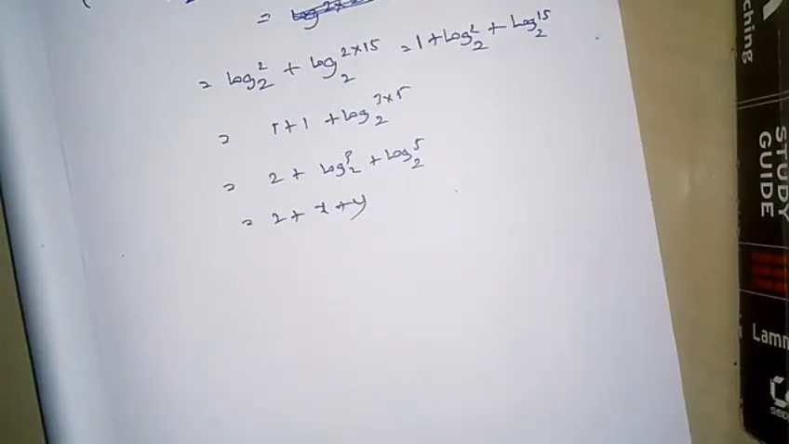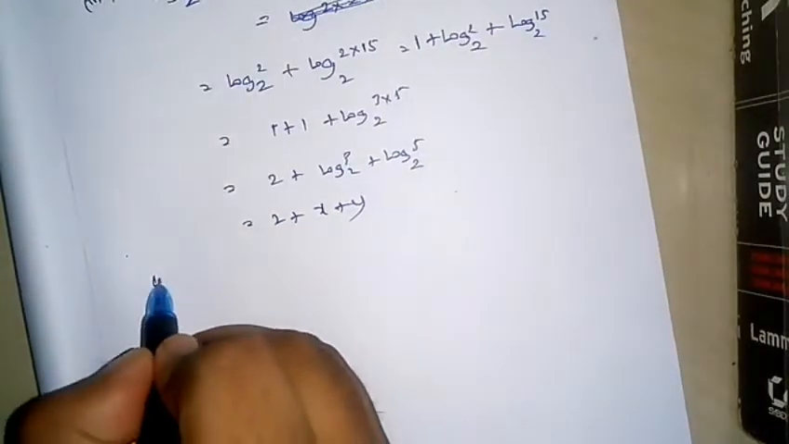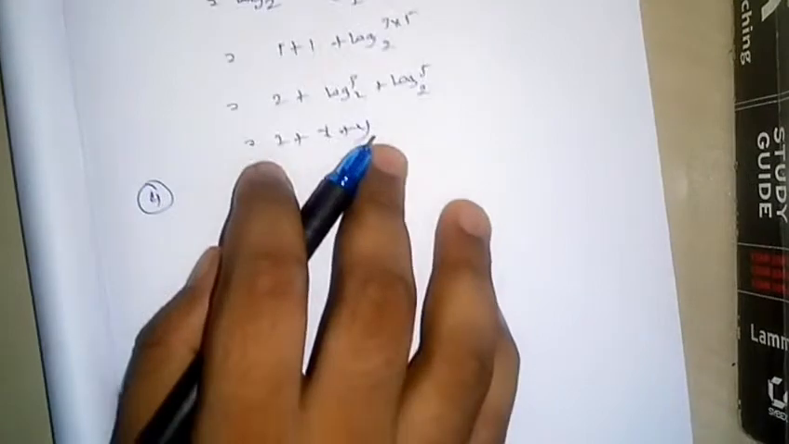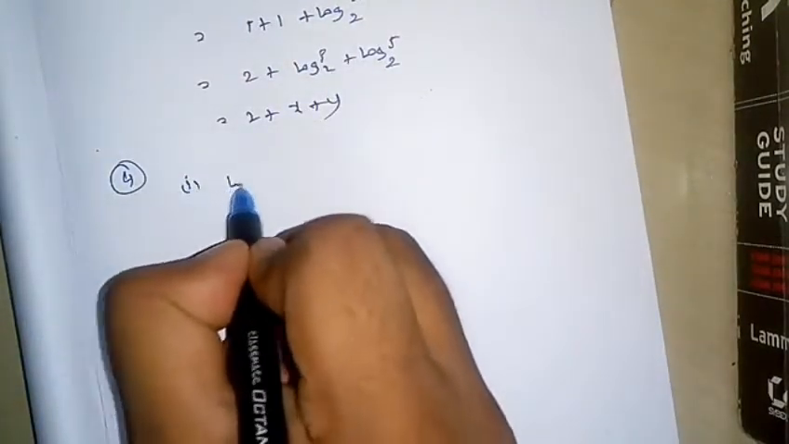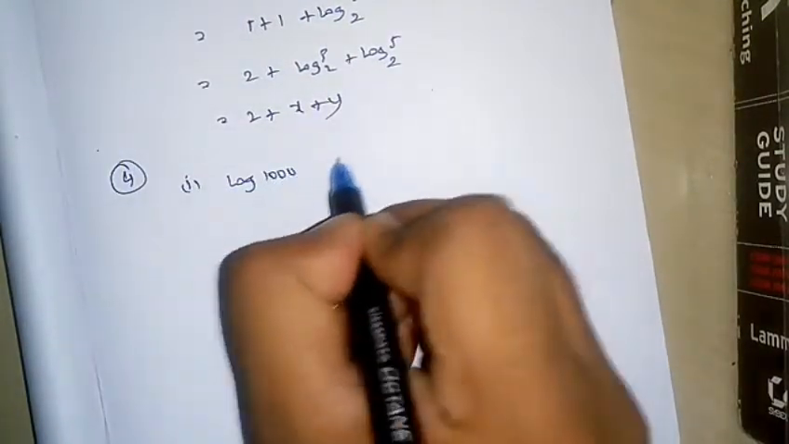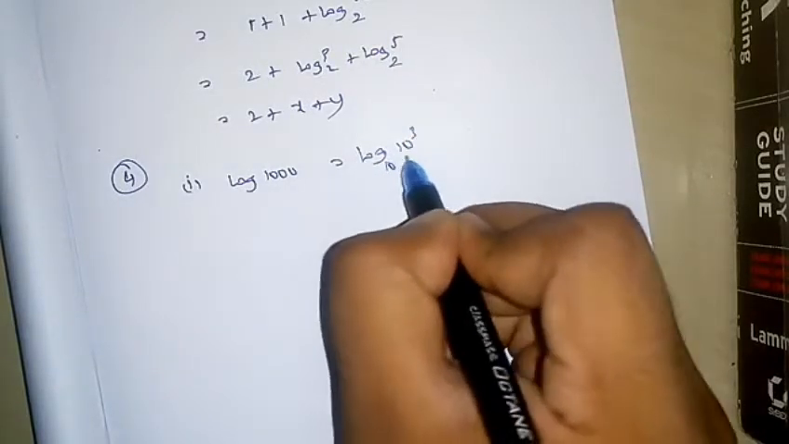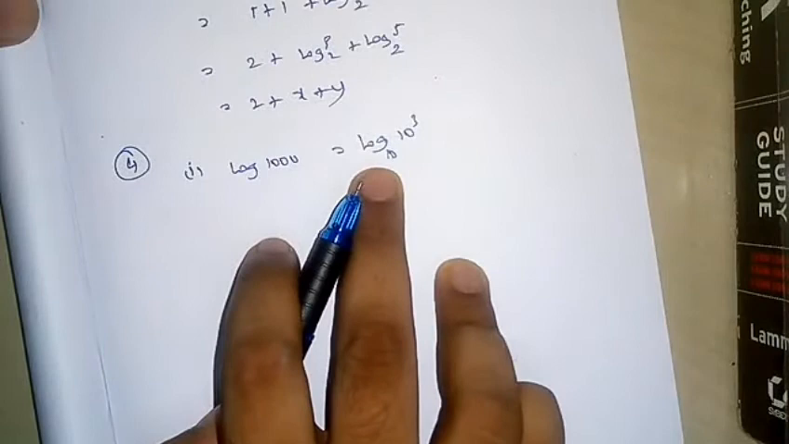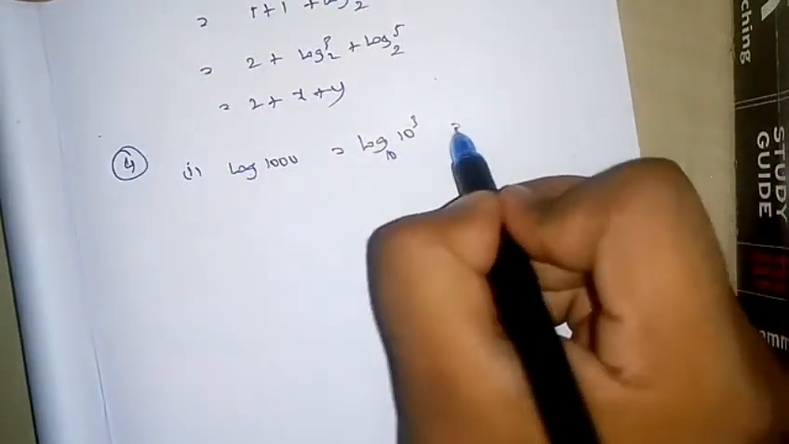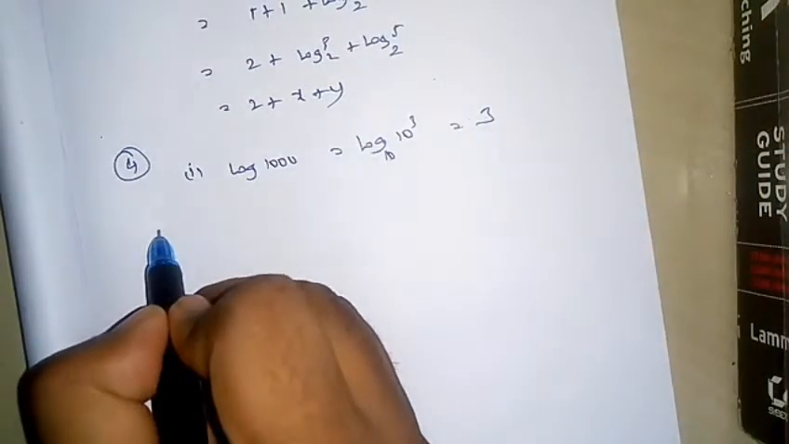You can solve the fourth question. I will be doing the fourth one. Expand the following. First one, log 1000. This can be written as log 10 power 3 base 10. If base is not given, you can assume it as base 10. This will be equal to 3.